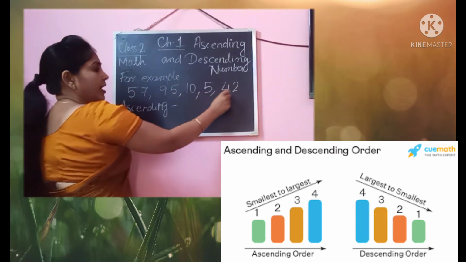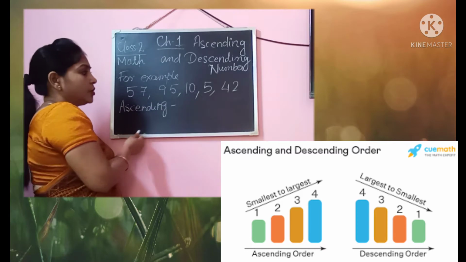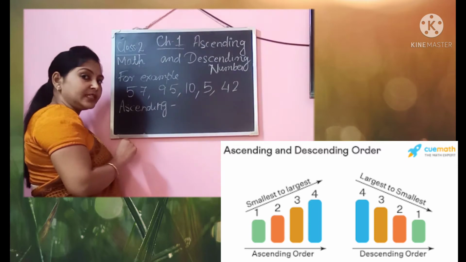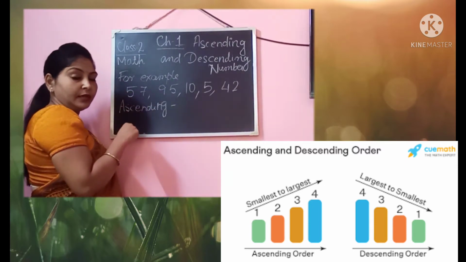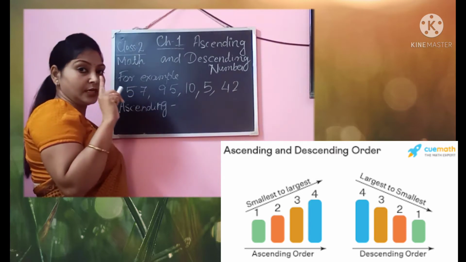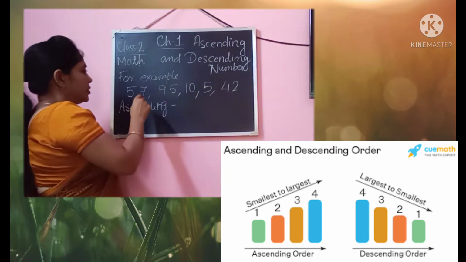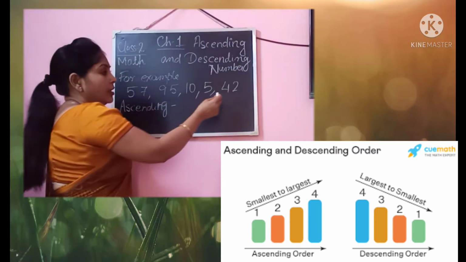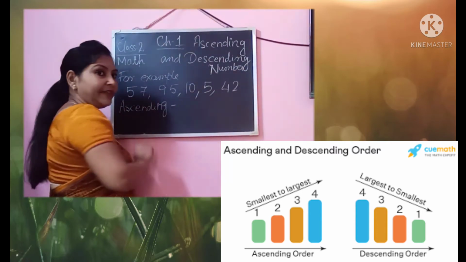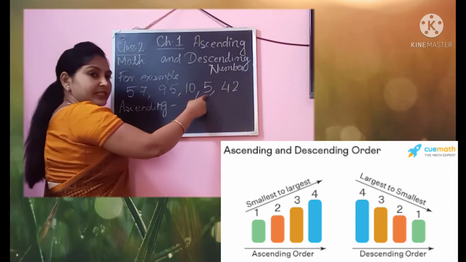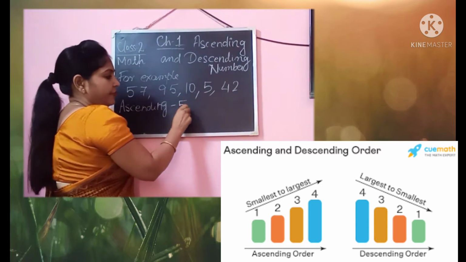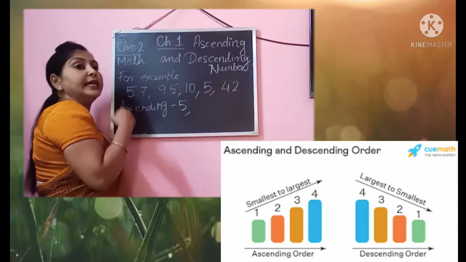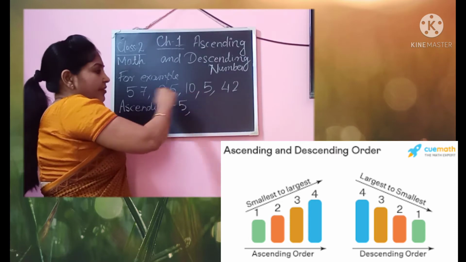Now we have learned how to compare the numbers. So we will first try to find the smallest number. Now how do we find the smallest number, or how do we compare the numbers? The first step is to check the number of digits. So you see here 57 is 2 digit, 95 2 digit, 10 2 digit, 42 2 digit, only 5 is a 1 digit number. So 5 is the smallest number. We will write 5 first. Okay, because this is the smallest number. Then we move to the next bigger number. Now after 5 what comes?